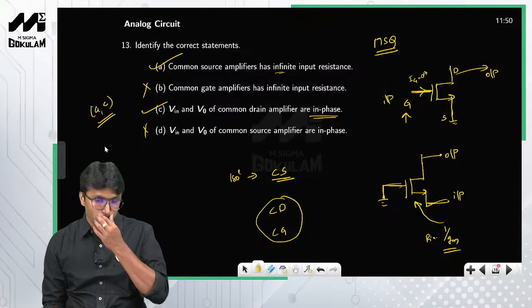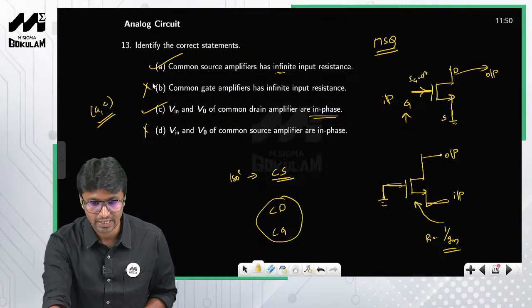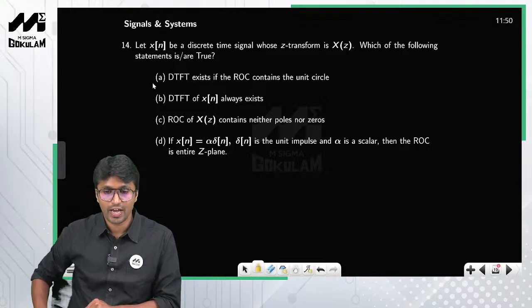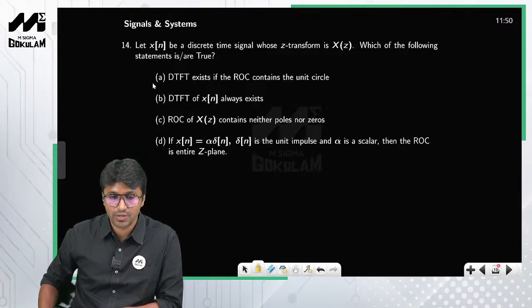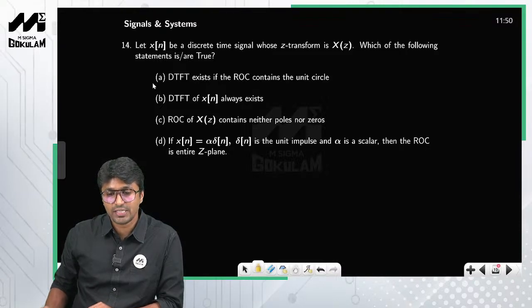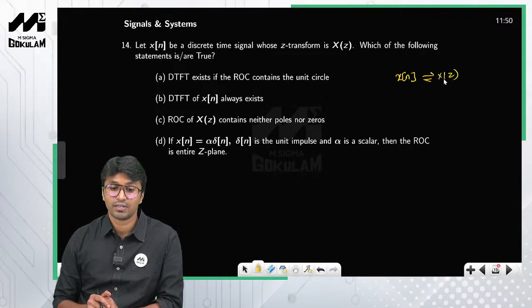So this is how you understand these points. Options A and C are correct. Now look at the next question. Now we have questions from signals and systems. Let x of n be a discrete time signal whose z transform is X of z. So x of n and X of z form a z transform pair. Which of the following statements are true?